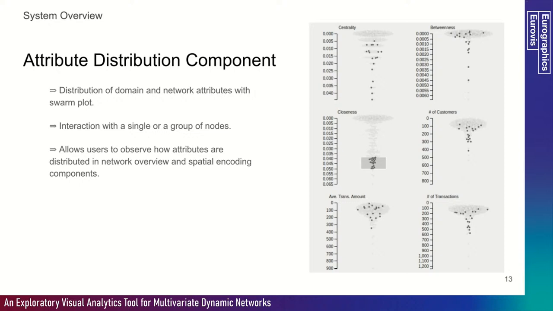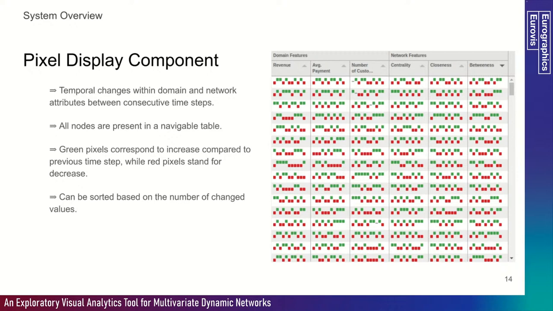In order to display the distribution of domain and network attributes, a swarm plot-based component is deployed. Here, the users are able to perform click and brush operations to observe the attribute distribution of selected nodes. In order to display the temporal increases and decreases in both domain and network attributes, a pixel display is utilized. The direction of change is encoded with colors in each time step as small rectangular glyphs.